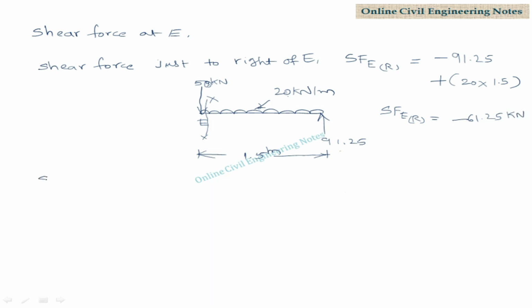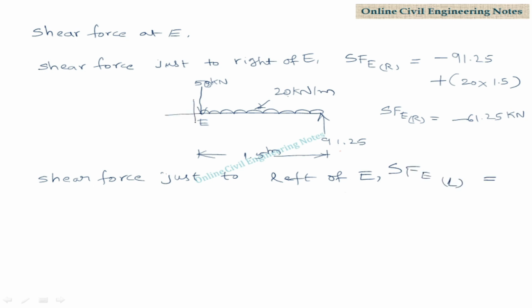Now calculate the shear force just to left of E. Shear force at E left side. Consider section here XX. Just to left side of E, there are three forces available here. 50 kilonewton vertically downward acting, 20 kilonewton per meter UDL vertically downward, and 91.25 vertically upward force.